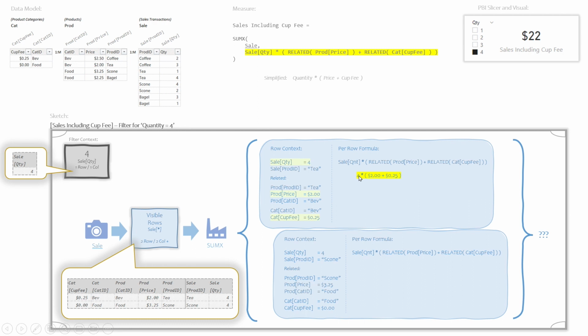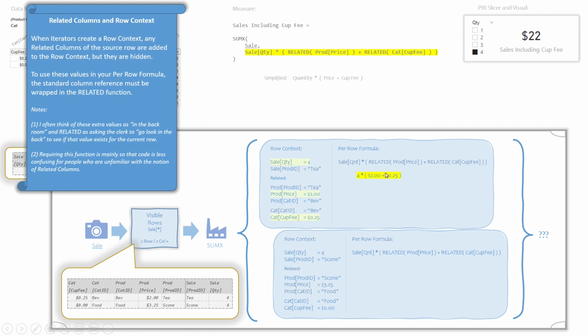So now we've got real simple math. 4 times 2 plus 25 cents. Well, let's just add the 2 and 25 cents. Oh, shoot, I'm getting ahead of myself here, right? We'll add those together in a second, right?